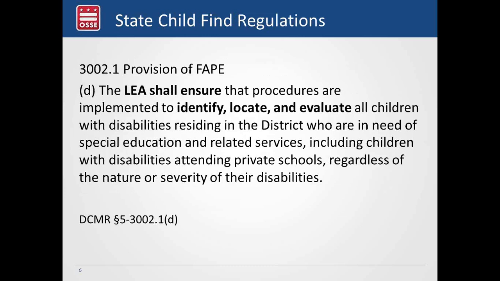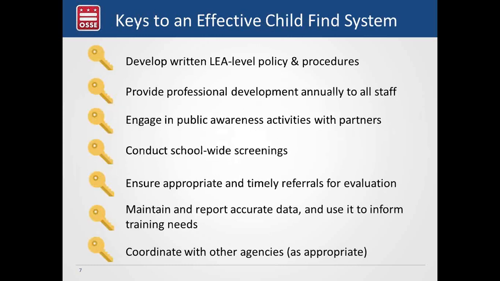So here we see that in the law, and I didn't show the part of the law that also talks about the state's responsibility. There is a lot of responsibility that lies on the state to make sure that child find is happening, but also at the LEA level to make sure that child find is happening. The U.S. Department of Education has within it the Office of Special Education Programs, OSEP, as sometimes we refer to them. And several years ago, they came up with a list of what they felt were the keys to an effective child find system.